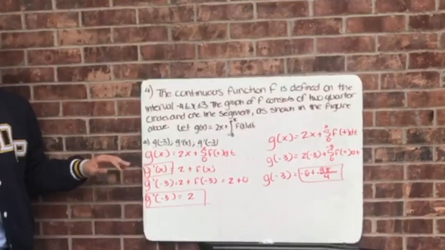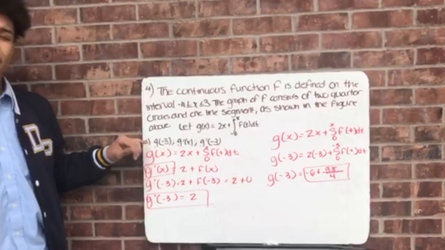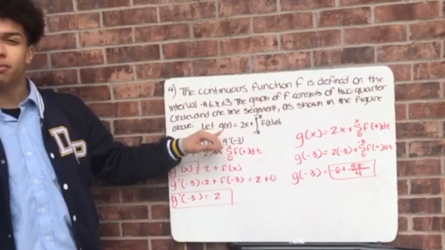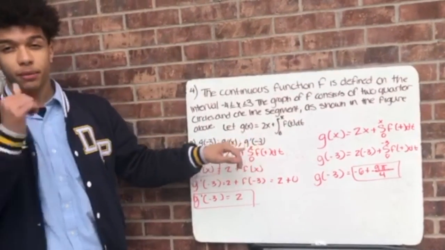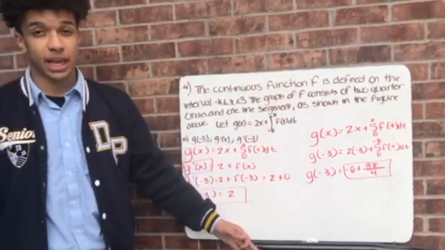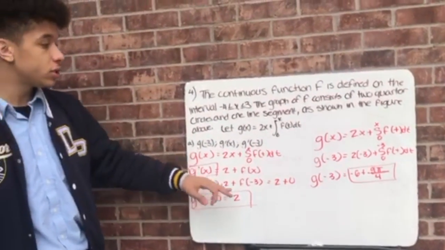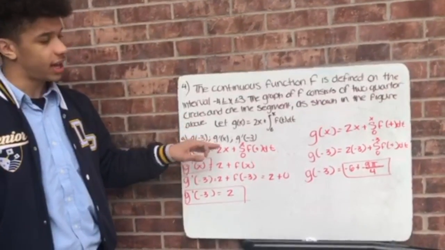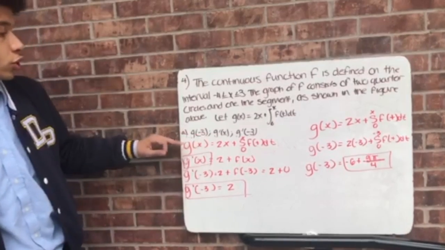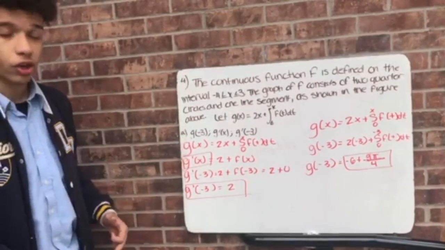So for part A, what we have to find is g of -3, g prime of x, and g prime of -3. In order to do that, I followed these simple steps. To start off, I chose to find g prime of x because I feel as if that's the easiest point to get. All you have to do is just take the derivative.